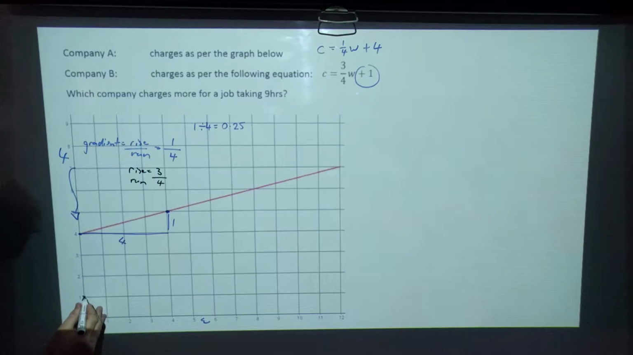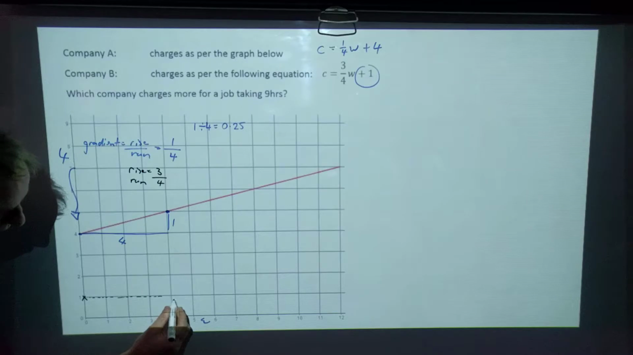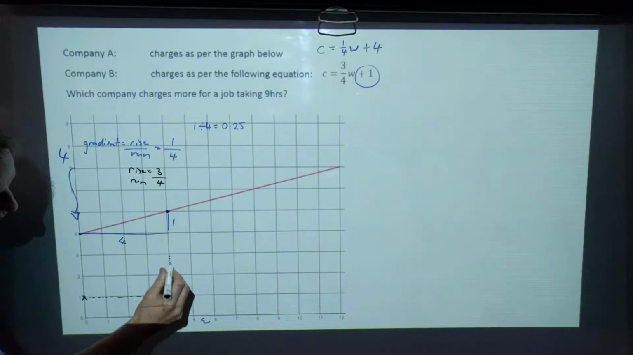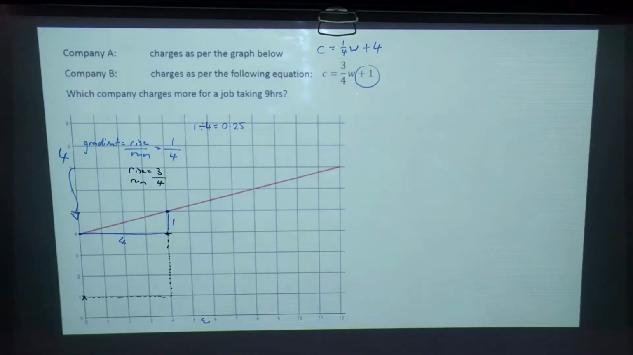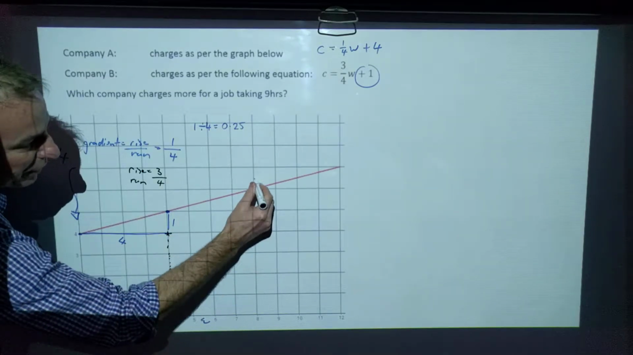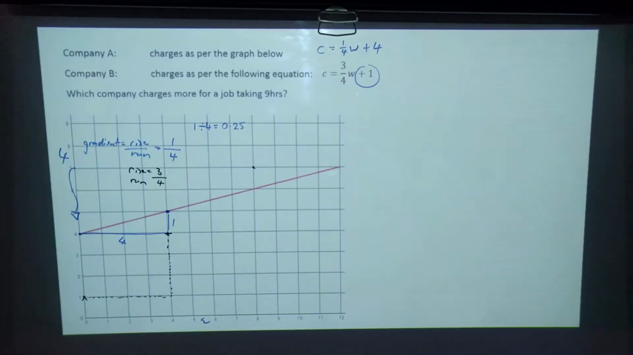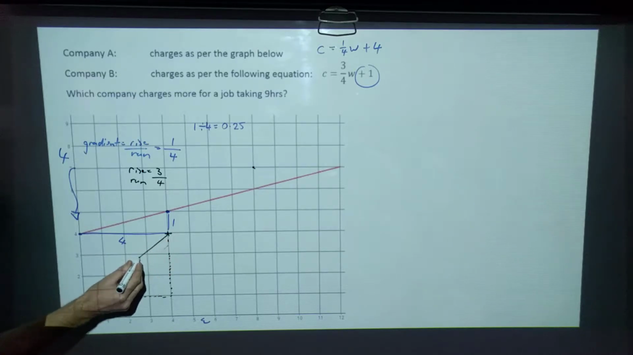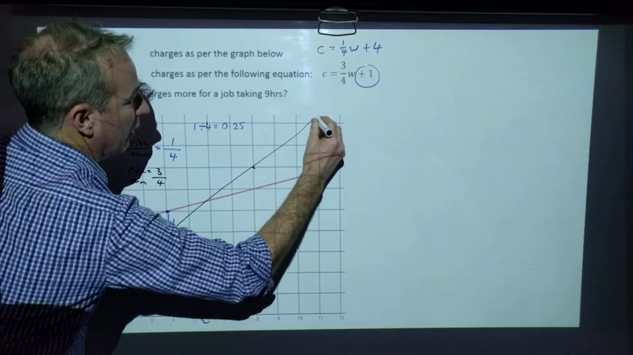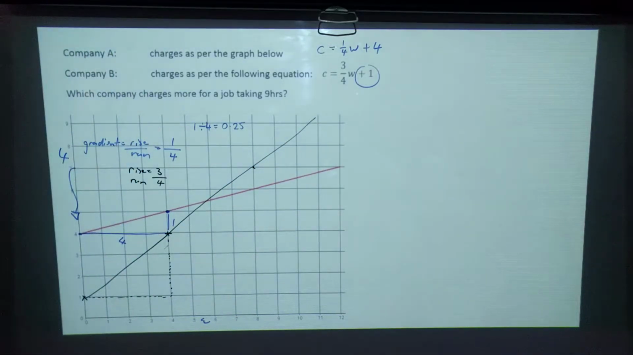So from this point we go across 4. 1, 2, 3, 4, and we go up 3. 1, 2, 3. So it goes through that point. And we can keep going if we wanted to. So another across 4, up another 3, so it goes there. And we should be able to grab a ruler and rule a line through those points. So that's that particular graph.